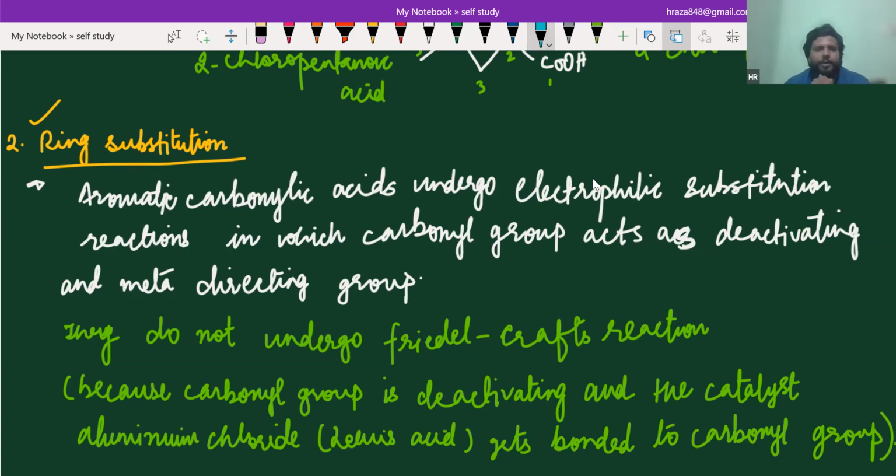So always remember this about ring substitution. If you are going to do the Friedel-Crafts reaction, the name reaction you have studied in haloalkanes and haloarenes as well as alcohols, this Friedel-Crafts reaction does not take place in carboxylic acid because this carboxyl group is basically a ring deactivating group, and the catalyst used in the Friedel-Crafts reaction, AlCl3 or aluminum chloride, which becomes AlCl2 positive, is basically a Lewis acid and it will get bonded with the carboxyl group. So please write up to this and then I will again explain.